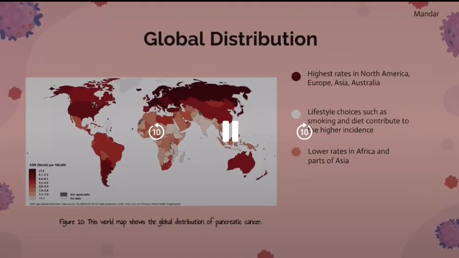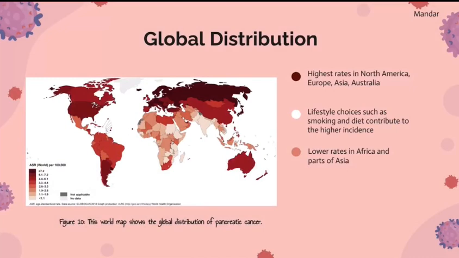On this slide, we can see the global distribution of pancreatic cancer across different countries. Here we have figure 10, which is a world map given by the World Health Organization in 2018, which shows a rough estimate of how many cases of pancreatic cancer are found in individuals per 100,000 in different countries. We can see that there are higher rates, greater than 7.2, in a lot of Europe and Eurasia as well. There are also high cases in North America and some parts of Asia and Australia.